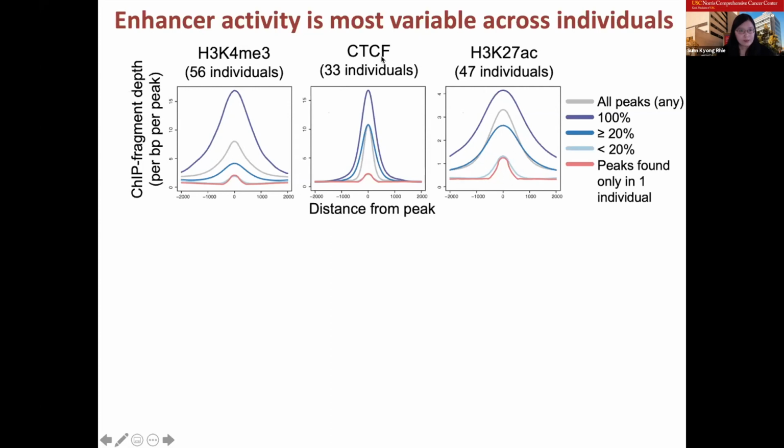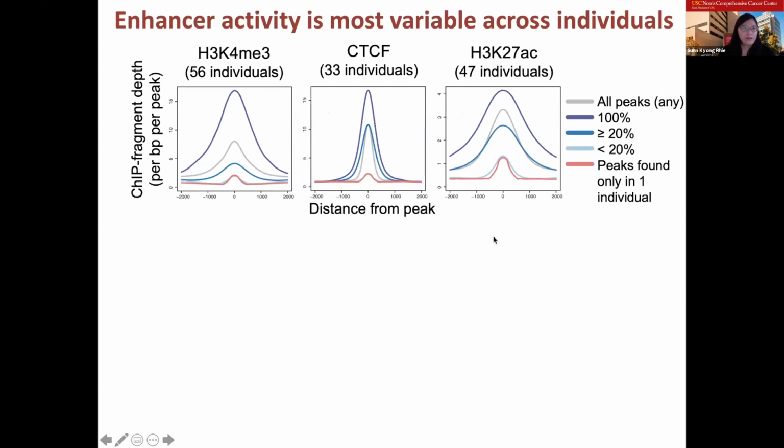When we look at CTCF, the ChIP-seq peaks found in all individuals had high signals, but there were some signals that seem much stronger compared to the H3K4me3 pattern. We see some signals that are still strong and found in a subset of individuals. We also did H3K27 acetylation ChIP-seq, and the signal was very high for peaks found in all individuals, but there were still peaks found in more than 20% of individuals, and their signal level was quite strong, unlike H3K4me3.